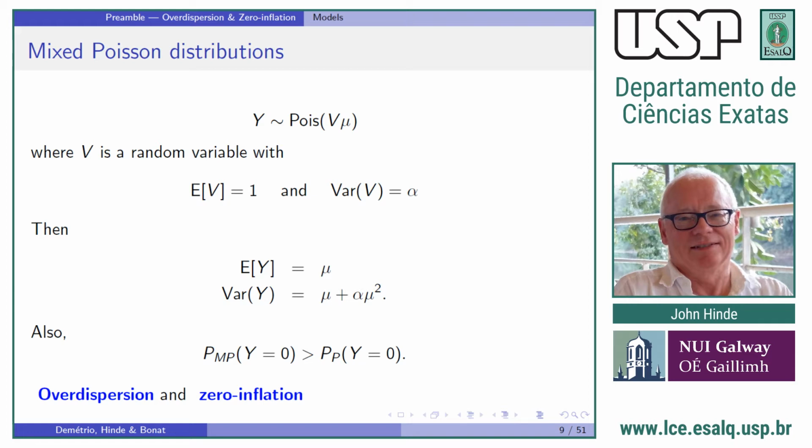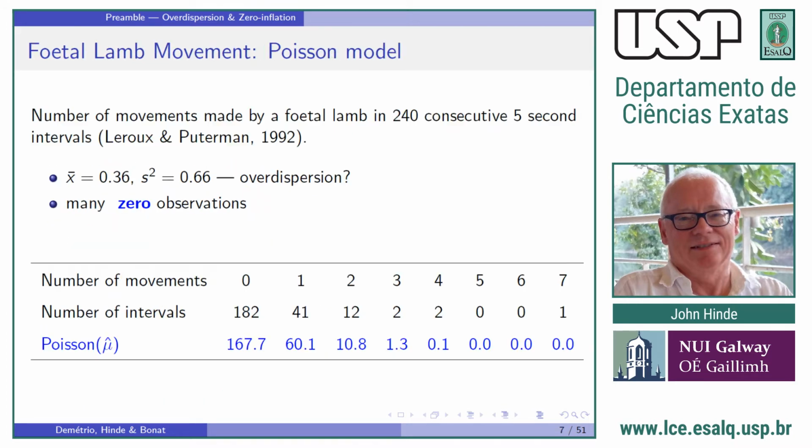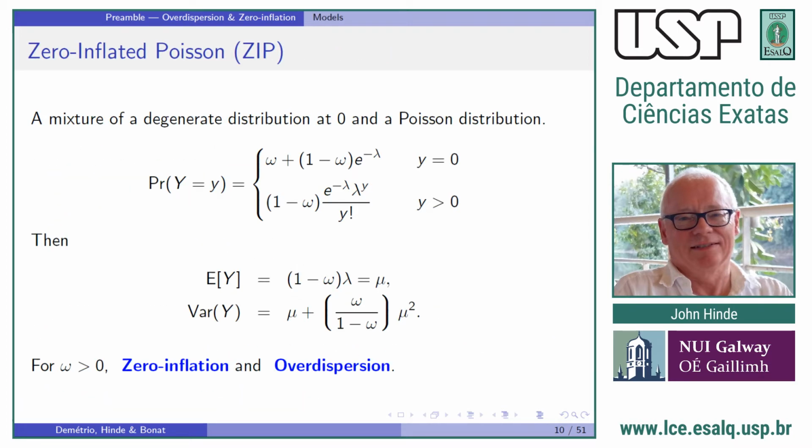Now, an obvious way would be, if you go back to the lamb, you might think, oh, well, look, sometimes it's not moving. And maybe that's different from when it might move. So you can think about a standard zero-inflated model. So it's really a mixture. So we put some extra probability that we'll get a 0. And then with probability omega, we get just zeros, and with 1 minus omega, we get Poisson.